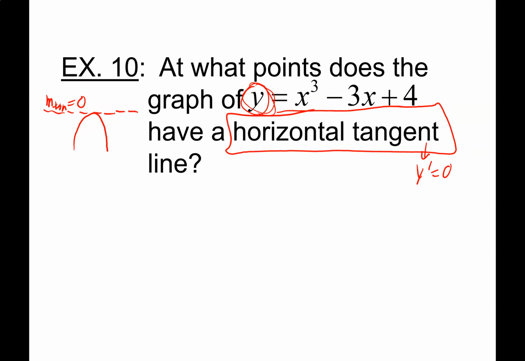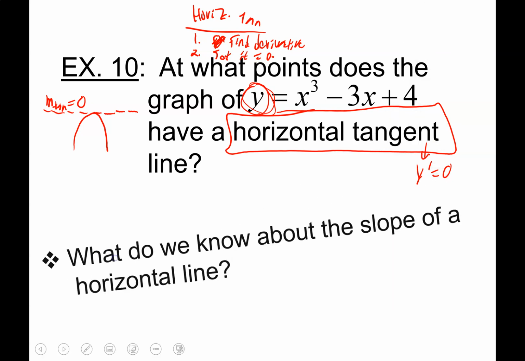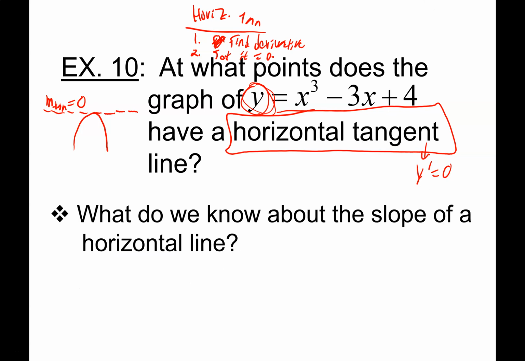So horizontal tangent you can do in two things. Number one, when I see horizontal tangents, that means I have f prime or y prime or some prime. Let me just put it this way. You're basically going to find the derivative, and then secondly, set it equal to 0. So, start with, again, what do you know about the slope of a tangent line? Slope is 0.